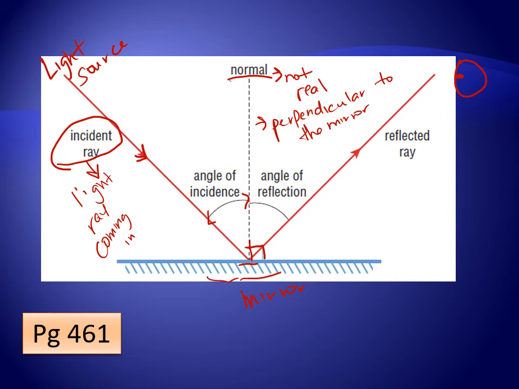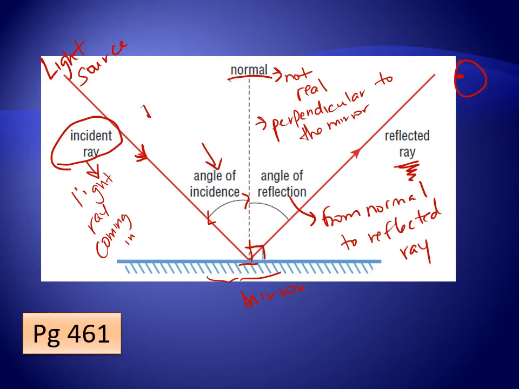Then once that incident ray hits the mirror, it's bounced off, it's reflected. So that reflected ray is obviously called a reflected ray. And then the angle that it bounces off at is called the angle of reflection. The angle of reflection is measured from the normal to the reflected ray. So this is always from normal to reflected ray. Some people get confused and don't measure it from the normal. It has to be measured from the normal. Okay. Same with the angle of incidence. It's from the incident ray to the normal.